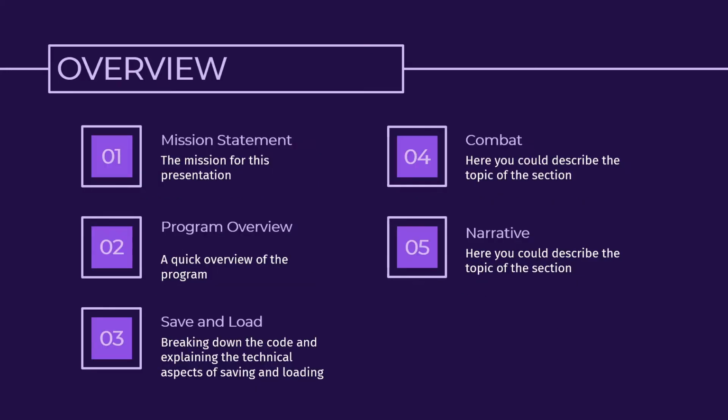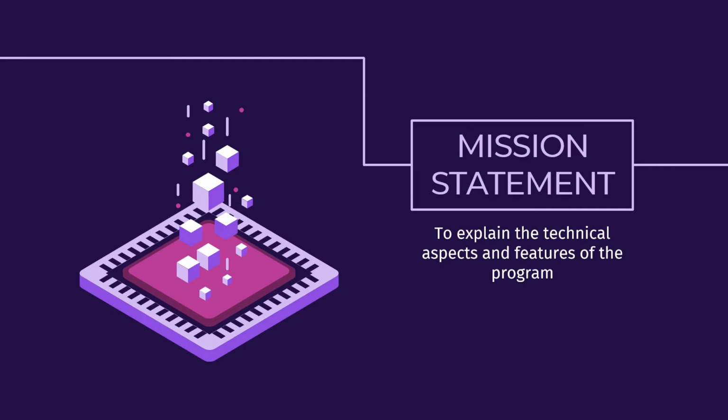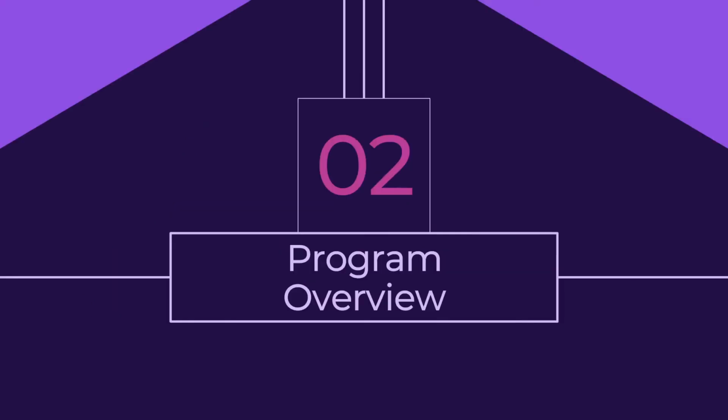Before we begin with the presentation, let us go over what I will cover. Firstly, I will talk about the mission statement, then a quick overview of my program that includes a sample run of the program, as well as explaining the code behind saving and loading, combat, and narrative. The mission for the presentation is to explain and explore my program, Tales of Toridan, in terms of features and technicalities. We will now go over the non-technical aspects of the program.